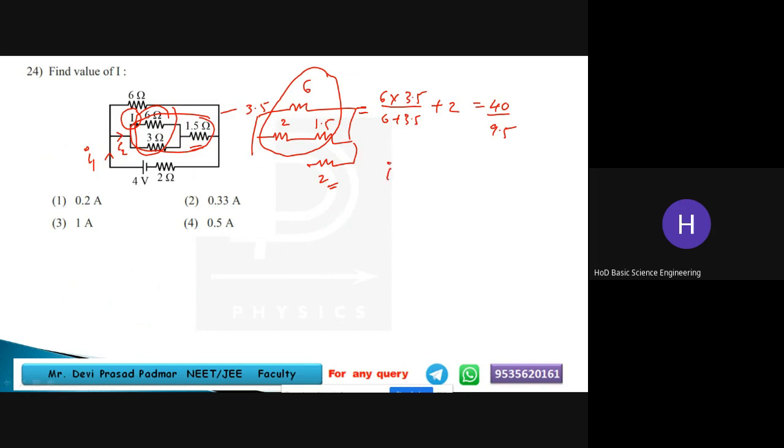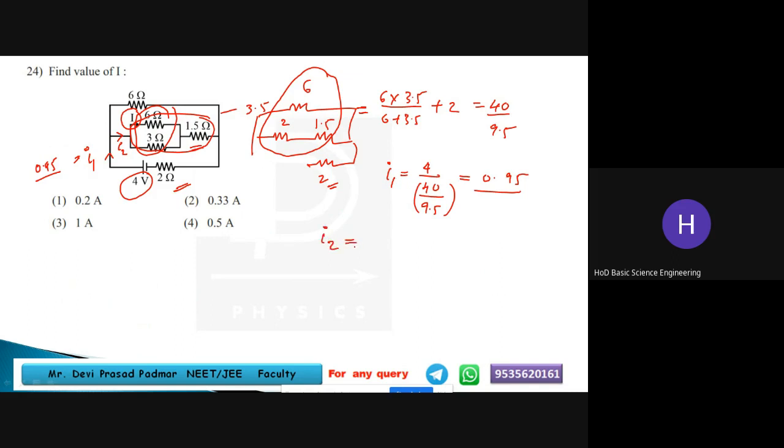So the total current can be calculated, right? If you know the applied voltage and the equivalent effective resistance, I equals V by R, that is 4 volt divided by R, which is 40 by 9.5. If you simplify, you will get 0.95. So I1 is 0.95. Now you require I2.